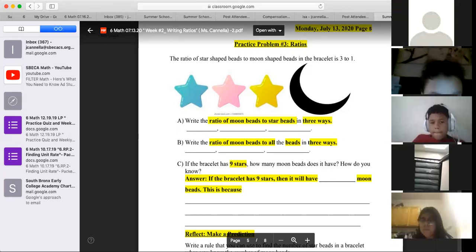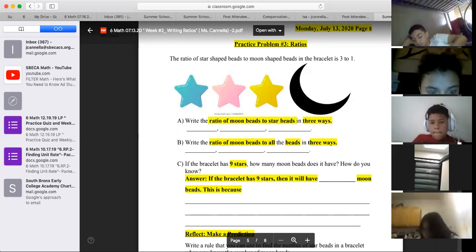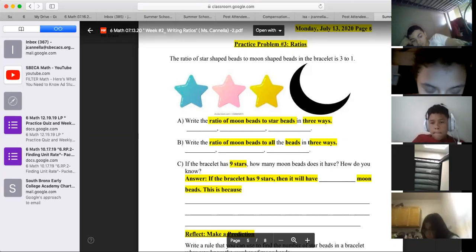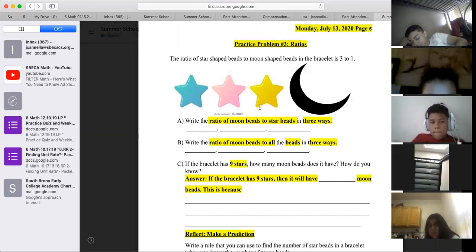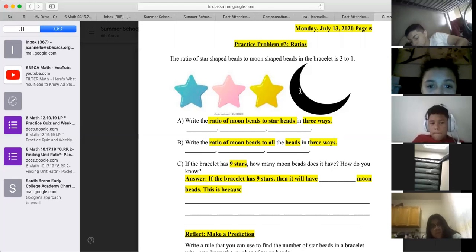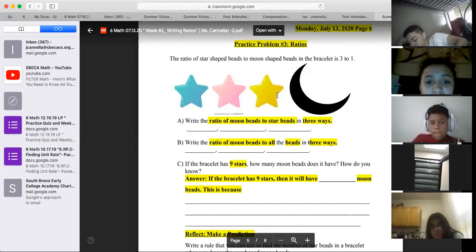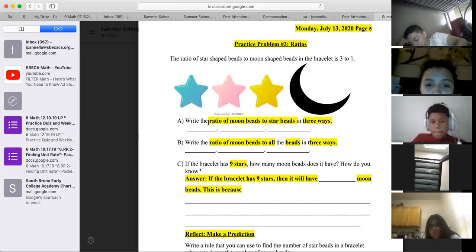Miss, may I read it? Sure, Lorenzo, but show your face. You're muted. Lorenzo, unmute yourself. Okay, go ahead, read. The ratio of star-shaped beads to moon-shaped beads in the bracelet is 3-to-1. Write the ratio of moon beads to star beads in 3 ways.